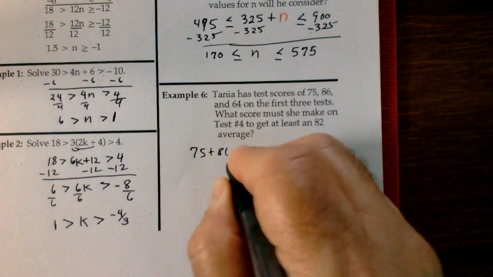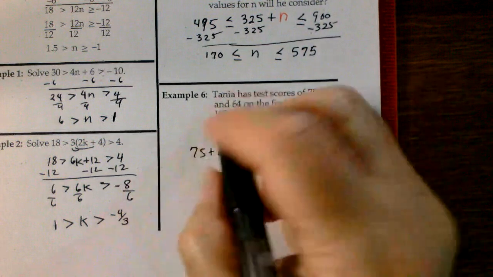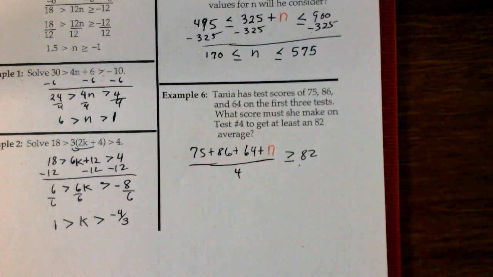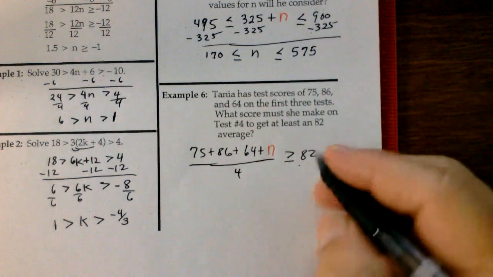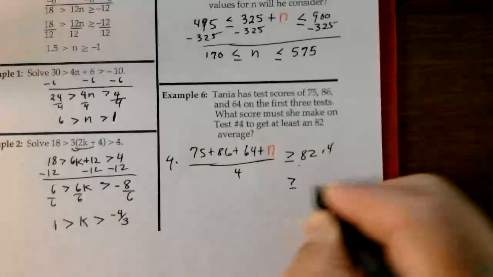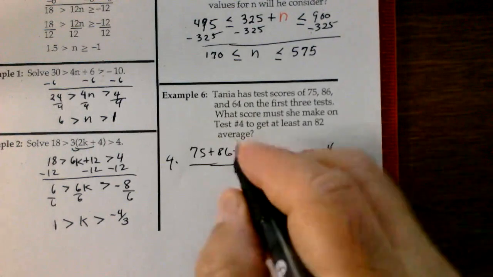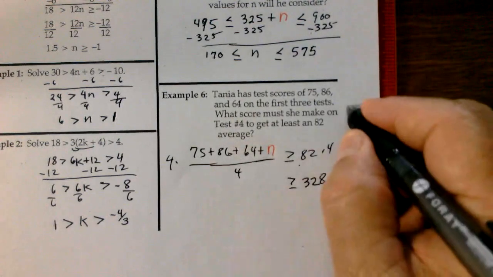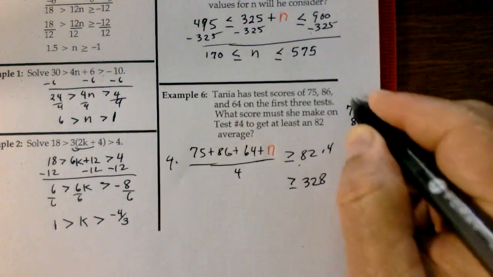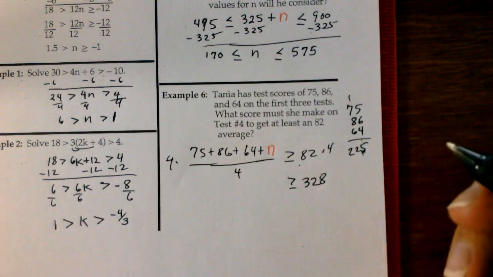Now I have to add up these scores plus an unknown score, number 4, and divide it by 4. That's how we're going to figure out what we need over here. Well, we can quickly see that we can multiply both sides by 4, and you're going to get 328 over there. And over here, if I add these three numbers, 75, 86, 64, I get 225.